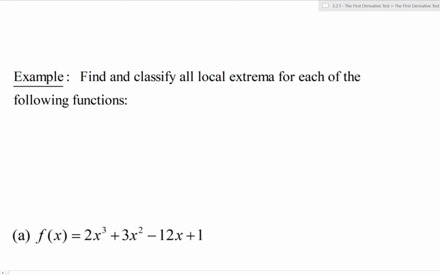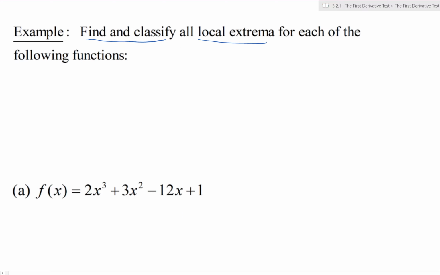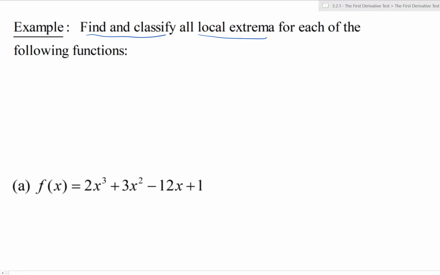All right, here's an example. Let's find and classify all local extrema for each of the following functions, and the intent is to use the first derivative test. Now when we say classify, that means figure out whether it's a local max or local min point. Here's the first function. f(x) is this polynomial: 2x^3 + 3x^2 - 12x + 1.